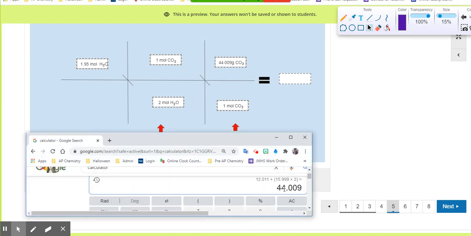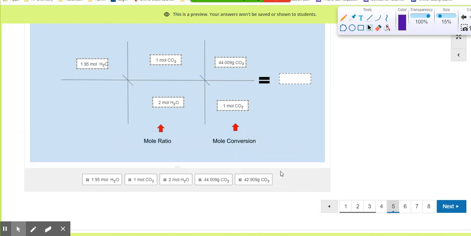So 1.95 times 1 times 44.009 equals, and then divide by 2, divide by 1. We get 42.908. So there's our answer.